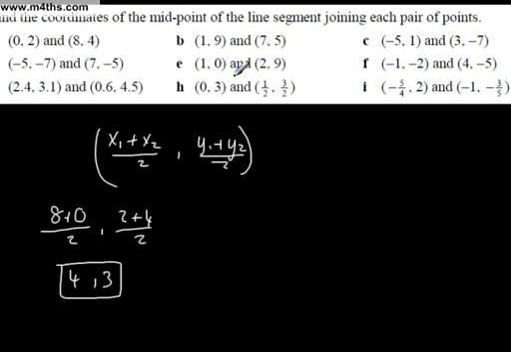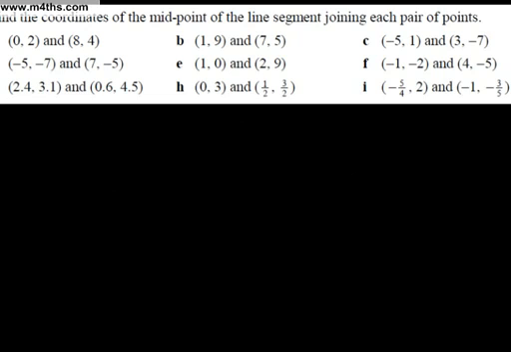Okay, some of them get a bit more tricky, but it's simple arithmetic. Let's do this one. 1 plus 2 is 3. 0 plus 9 is 9. So we end up now leaving them in exact form. We get 3 over 2, 9 over 2. I think we got one more thing to look at.